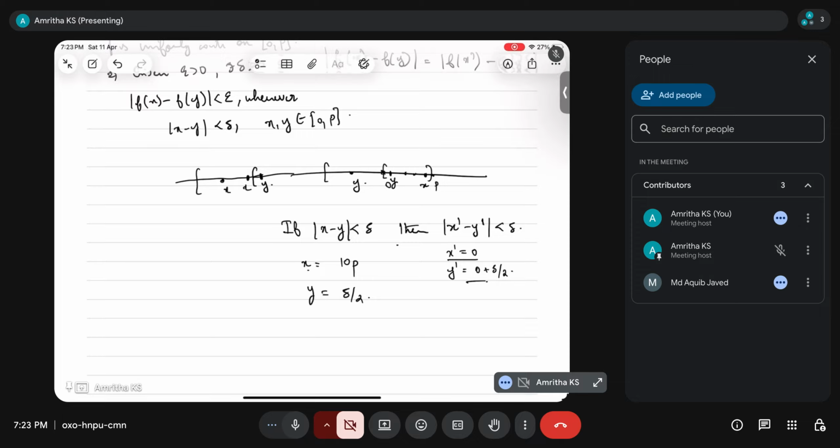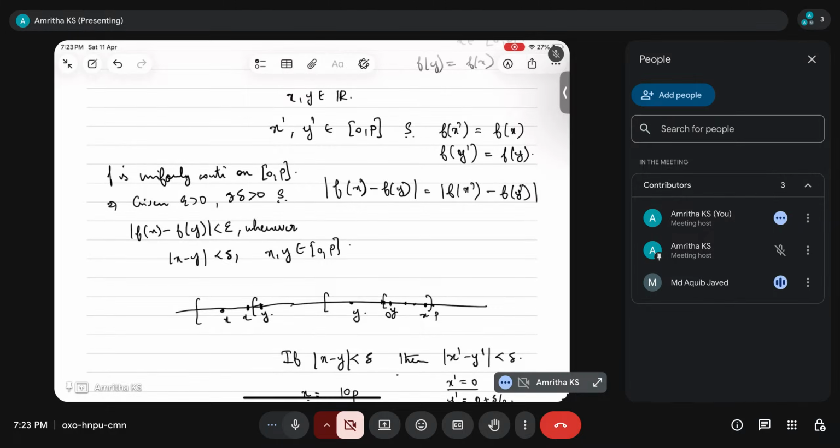Then how would we do it? If it is true, then it is done. You go there. Yeah, because then we can say that if |x minus y| is less than delta, then |x dash minus y dash| is less than delta, and then |f(x dash) minus f(y dash)| is less than epsilon. Understand? So now you say that this may not be true.